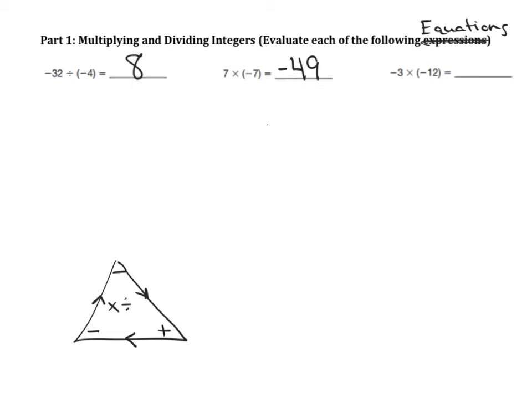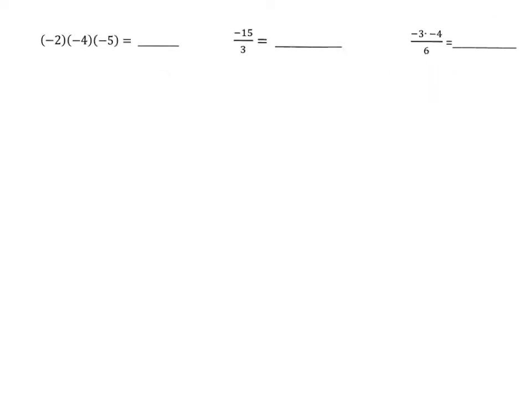And then I have negative 3 times negative 12 is going to give me a positive 36. A negative and a negative, same signs, so it's positive. Okay, now this next one we have 3 things to multiply. So the way I do this is I do the first 2, because remember you do multiplication division left to right. Negative 2 times a negative 4 is going to give me a positive 8.